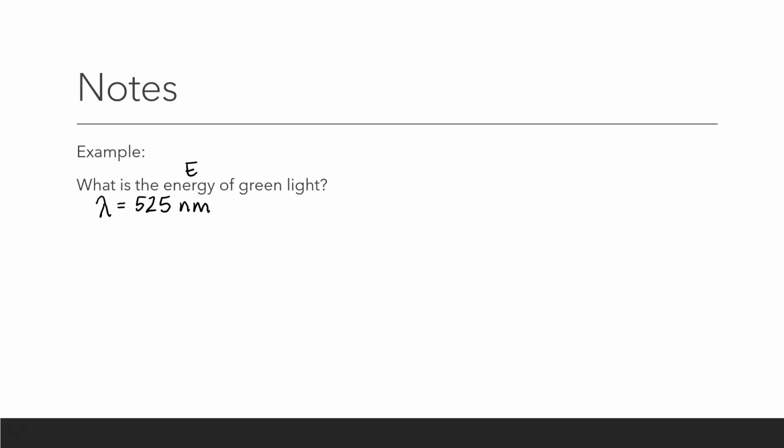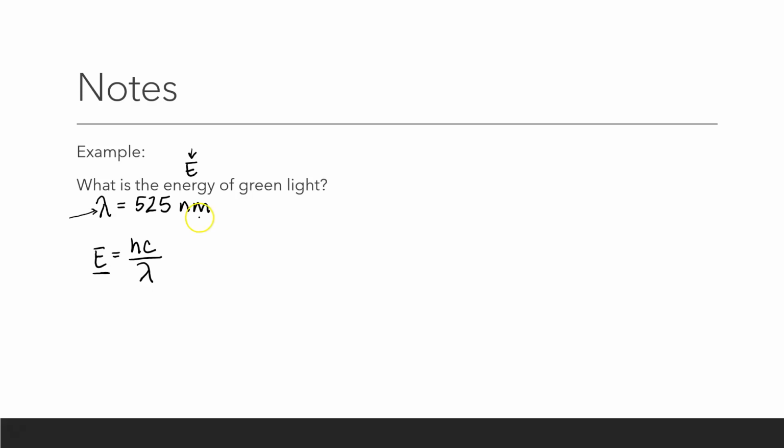Looking at the three equations that we talked about just a couple of minutes ago, we would look and see which equation has energy and wavelength, or lambda, in it. And we would see that it is the equation E equals hc over lambda. It is asking us for energy, and the equation has already been arranged so that energy is by itself, so we do not need to rearrange it.